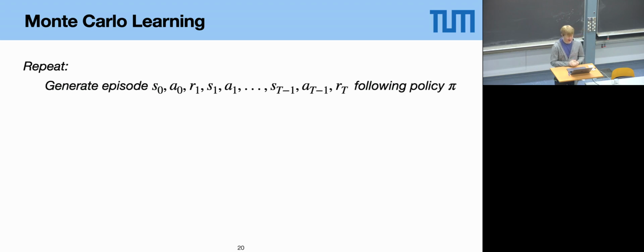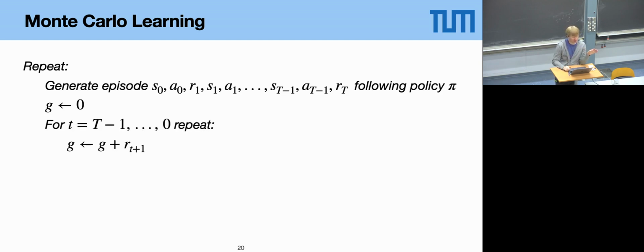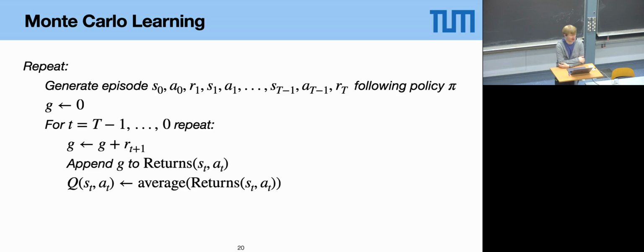So how does a complete algorithm then look like? This would be a Monte Carlo learning algorithm. As I said, the first thing you have to do is generate a complete episode. Then you initialize this G variable that stands for return, and you go through the episode backwards. First you consider only the last reward, and you collect them in a list of all the returns that you get in this state and this action, and then you use that as a target to estimate the values for this state and this action.